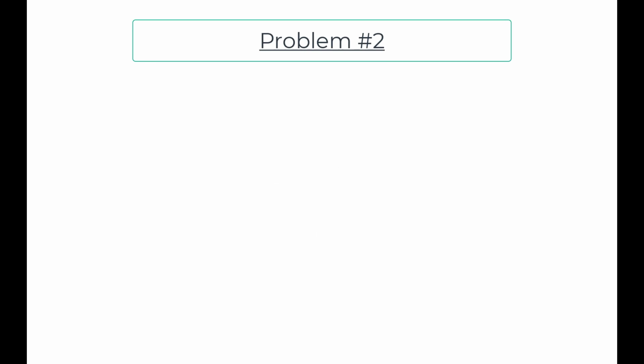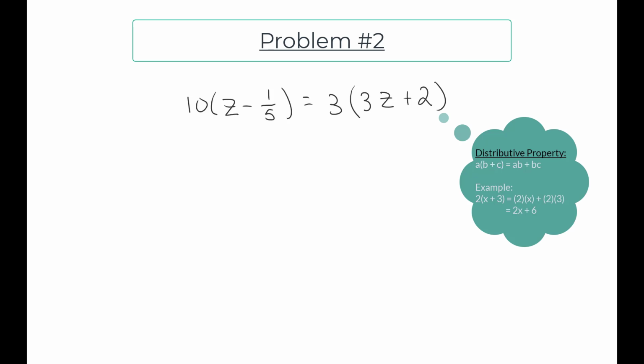For our second problem, we will be looking at 10 times the quantity z minus 1/5, which is equal to 3 times the quantity 3z plus 2. This is a really interesting problem for us because it's going to be bringing back the distributive property. And the distributive property will be used so much when solving problems where we have a number multiplied by some quantity. So to start, let's go ahead and take this 10, and I like to use these little arrows to indicate the distributive property, that it's being multiplied to everything.